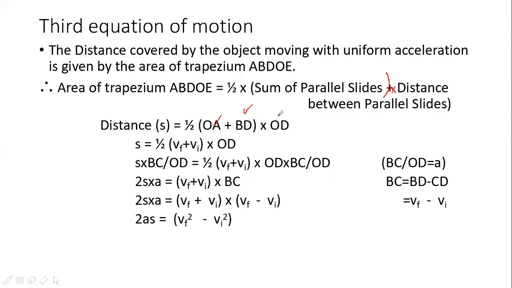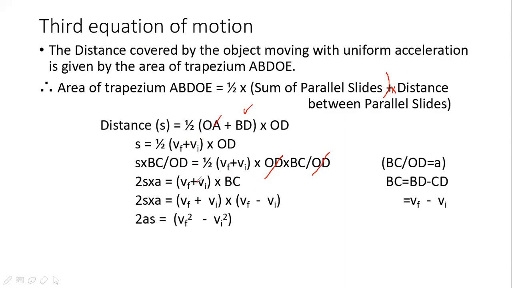And this is OD. So S distance is replaced by S = 1 divided by 2. BD is written first and OA is written last, and here we will write OA. Now both sides are multiplied by BC divided by OD. BC divided by OD will cancel with this one, and you will get simply BC.